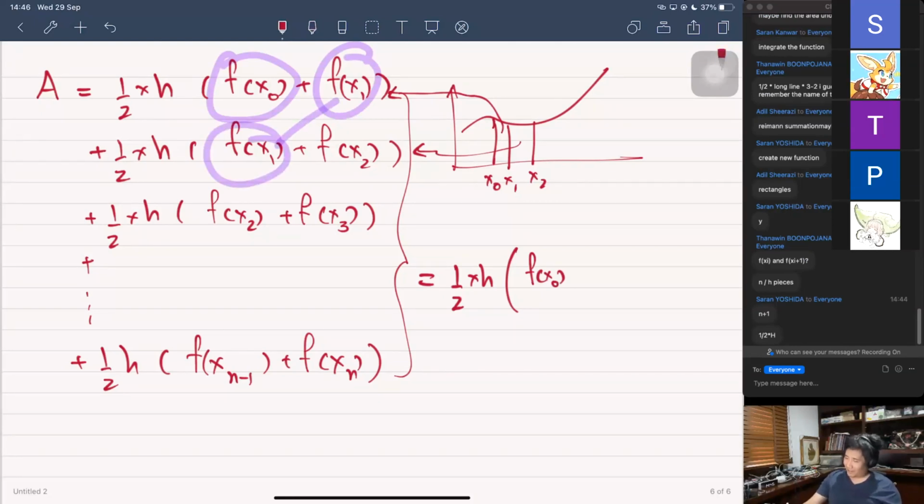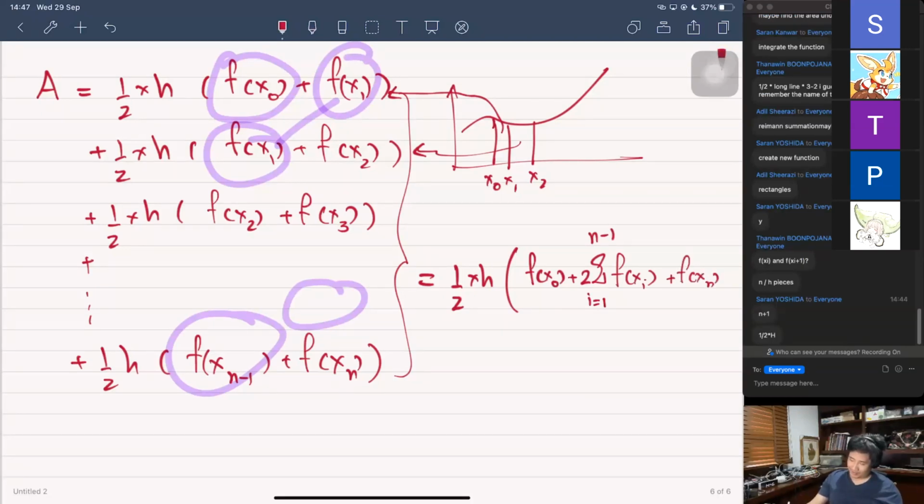So that means you add up, this thing is a sum of 2 times f of xi. But we need to be a little bit careful. i from 1 to n minus 1, right? Because that n doesn't get repeated as well. And then add in the last piece, which is f of xn. Okay, so far so good. And this is called the trapezoid rule.